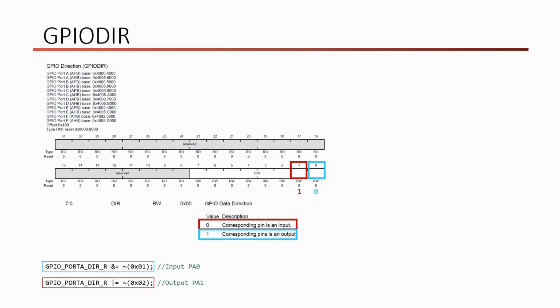This register is the data direction register. Setting a bit in this register configures the corresponding pin to be an output, while clearing a bit configures the corresponding pin to be an input. Since PA0 is the receiver pin, you need to set it as an input. Therefore, PA1 must be configured as an output.